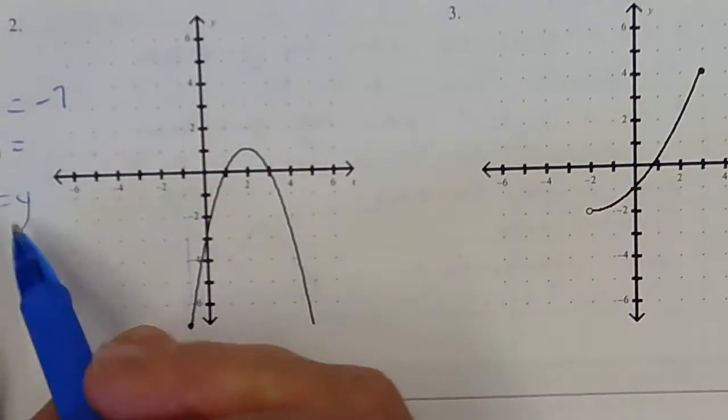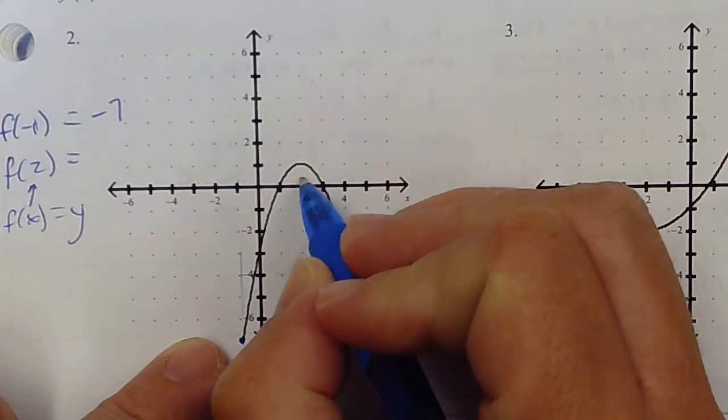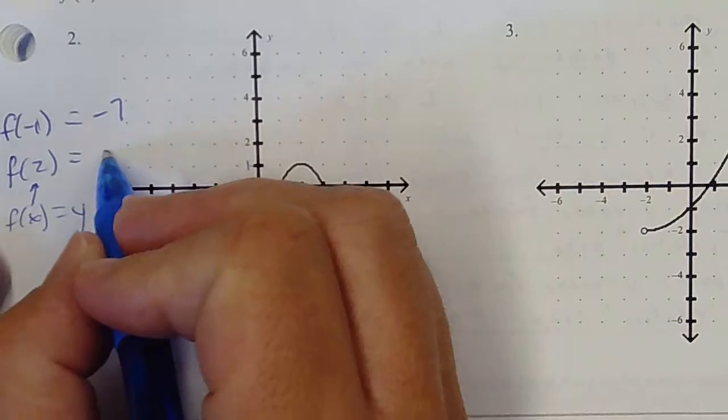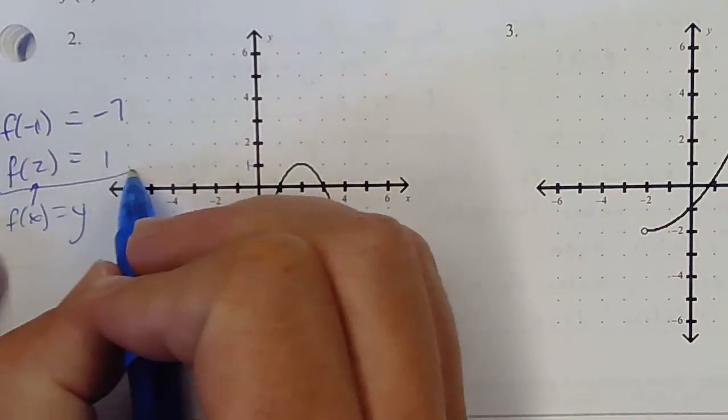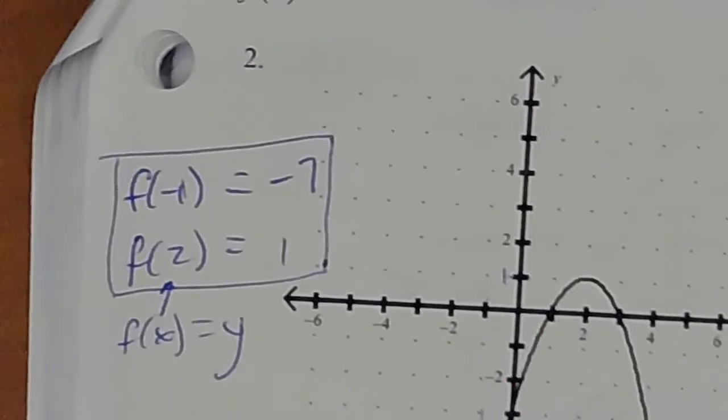Okay, what about when x is 2? Well, when x is 2, here's my x value of 2. Look up and it looks like the corresponding y value is a value of 1. Okay, so those are the answers to that part of the problem. Zoom it out in case you can see it. There it is.